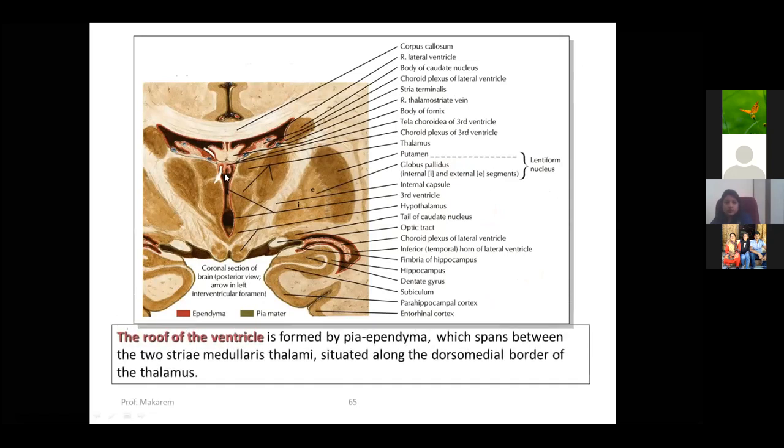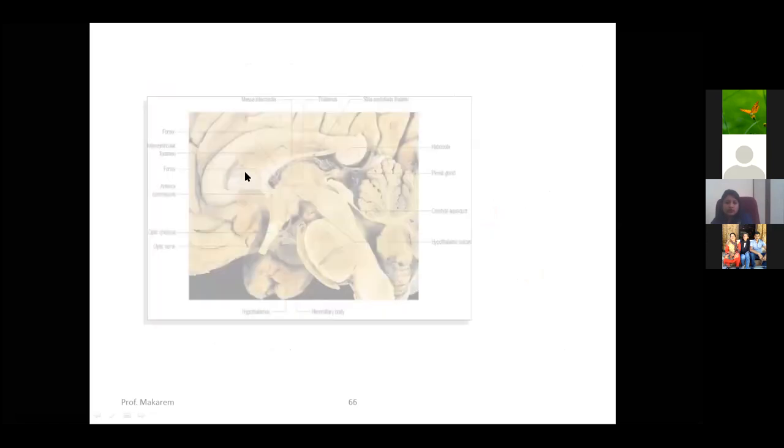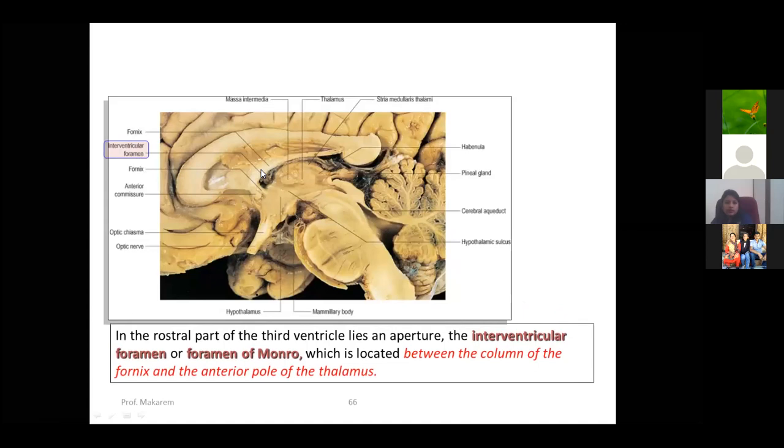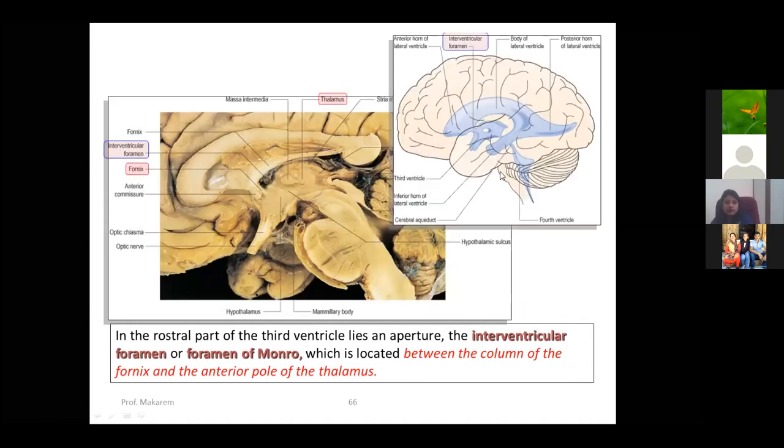The roof of the third ventricle is formed by the ependyma, which is nothing but the lining of the CSF where the choroid plexus is present. This forms the roof in the thalamus. Then in the rostral part of the third ventricle is the interventricular foramen, which is located between the column of fornix and the anterior pole of the thalamus. So this is the interventricular foramen of Monro, this area.